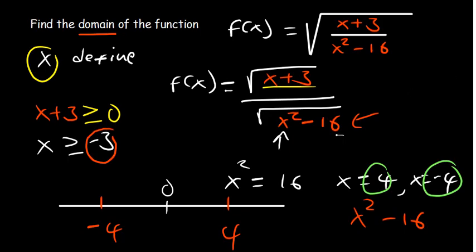What about if you try any value greater than 4? It's going to work, because you're going to have a value greater than 16, implying that this side you're going to have a positive value as a result. So for example, if you try out 5 squared is 25 minus 16, which is going to give us a 9, which is going to be a defined value under a square root.